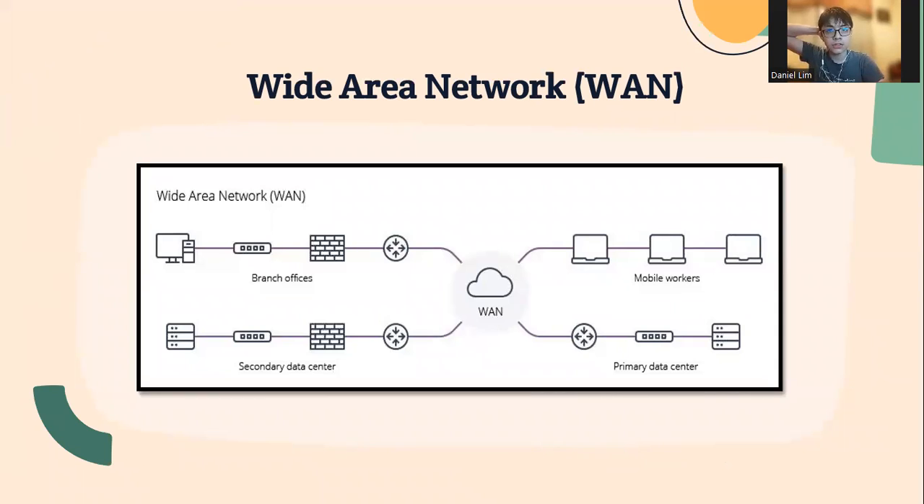This is the diagram of where a WAN will be used and how it works.